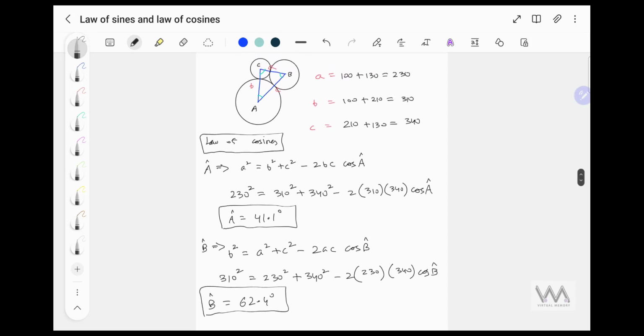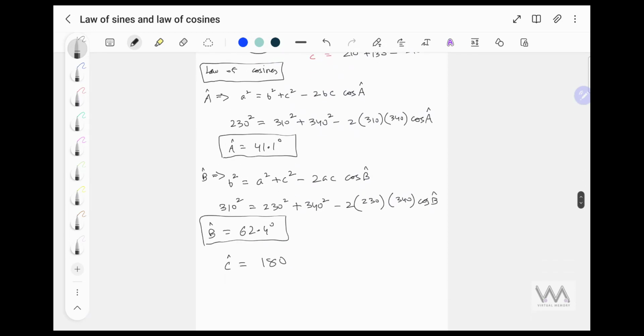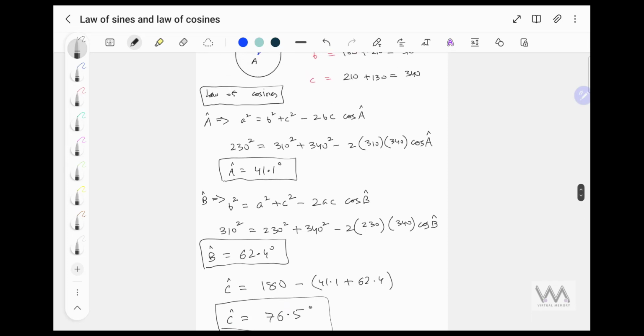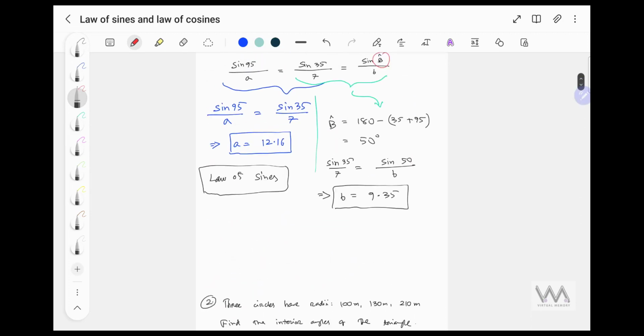So we have angle A and angle B, and we can find angle C if we just subtract from 180 degrees, because the sum of all angles in a triangle is 180. So we can do 180 minus 41.1 plus 62.4, and this gives us angle C as 76.5 degrees. So that's how you use law of cosines and law of sines.